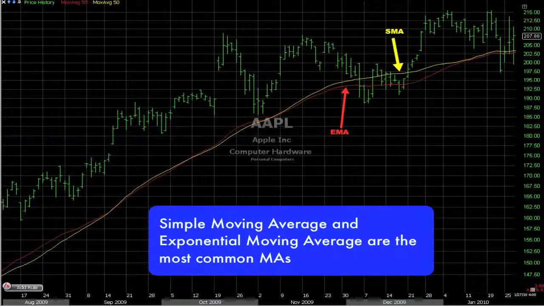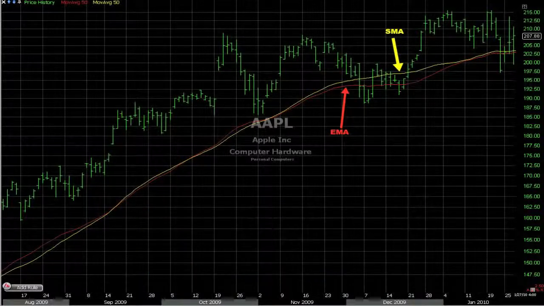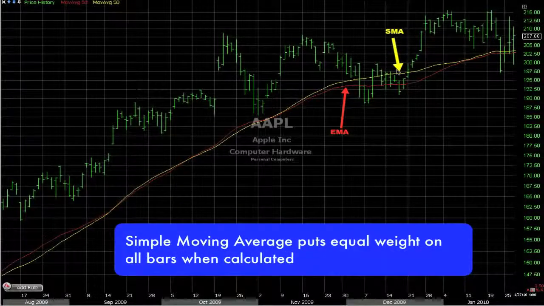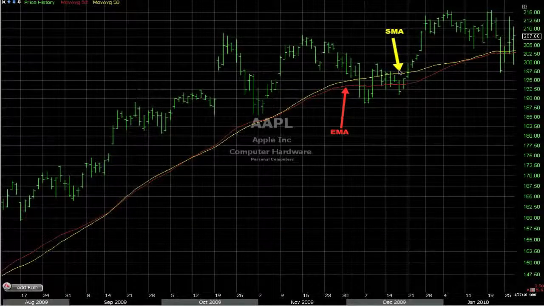The simple moving average, the SMA, or the exponential moving average, the EMA, is the most common MA. The simple moving average is created by calculating the average price of a stock over a certain amount of bars. So a 20 simple moving average on a daily chart will show you the average price for the last 20 daily bars. So here we will have the average price of the last 20 bars.